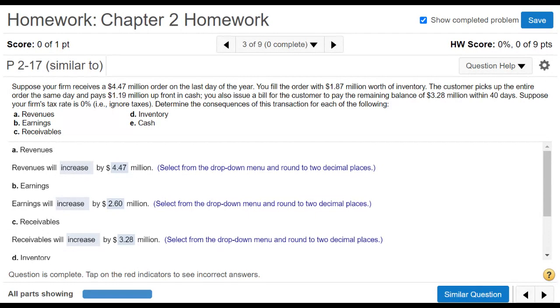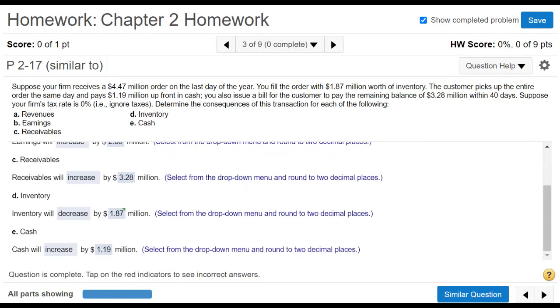All it is, is that our revenue increased by 4.47. Of course, the numbers are going to be different. Just know the concept. You subtract the inventory from the revenue number, and you get what the earnings increased by. The receivable is 3.28. The inventory decreased because we gave them 1.87, and the cash increased by 1.19 because that's what they gave us when they walked into the company.